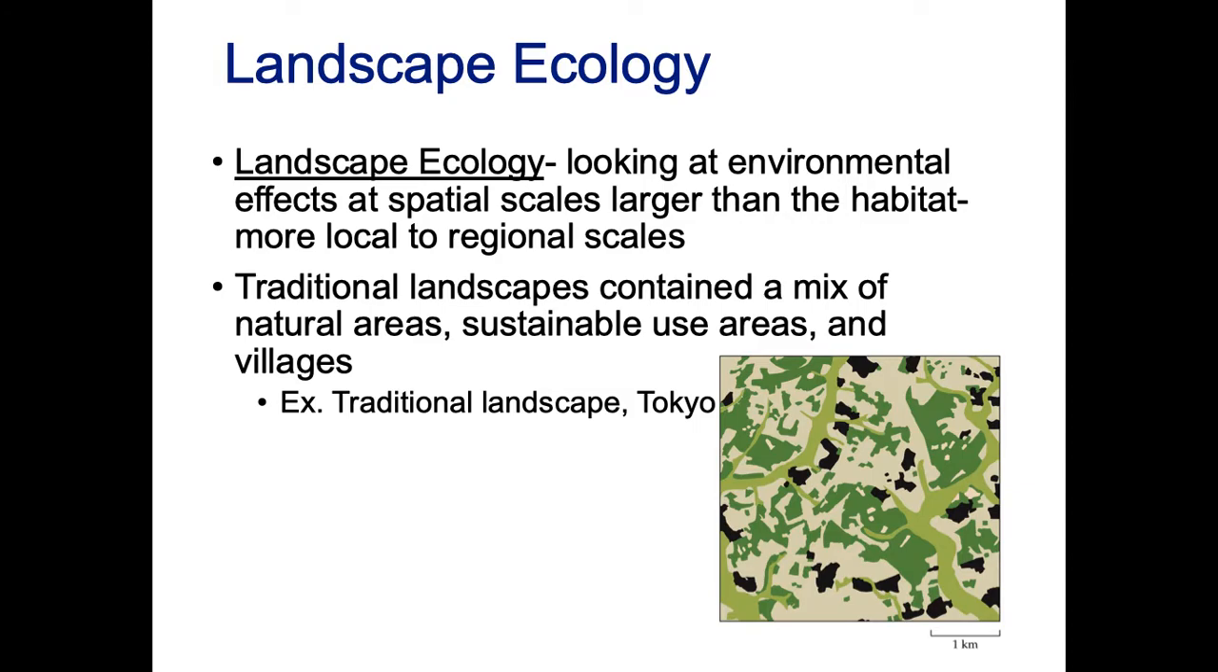So traditional landscapes contained a mix of natural areas, sustainable use areas, and villages. So this is an example from a traditional landscape in Tokyo. And the black areas are villages. The kind of tan areas are agricultural areas. And then there are some sustainable use areas and some kind of left alone natural areas as well mixed in here. So what do landscapes look like today?